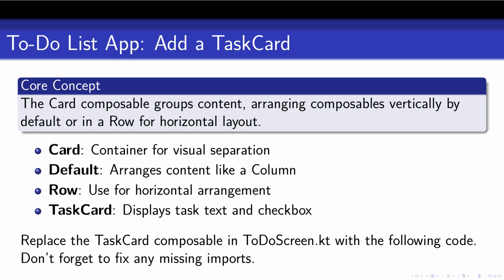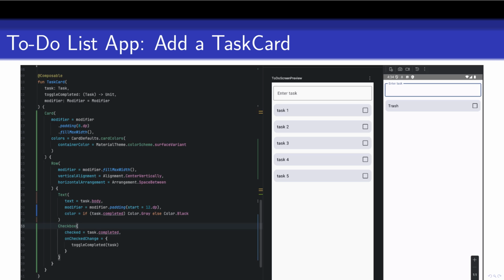Next, we introduce the Task Card Composable, which uses a card to encapsulate task information. Cards group content either vertically or horizontally, depending on whether you use a column or row. In this case, a row is used to show the task text on the left and a checkbox on the right. Completed tasks are shown in gray text, and tapping the checkbox updates the task state.